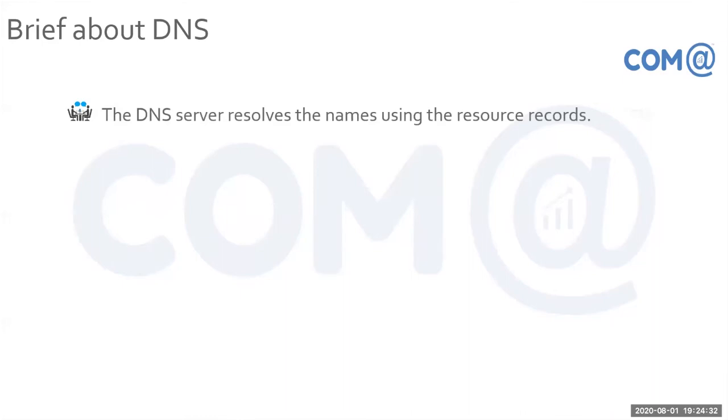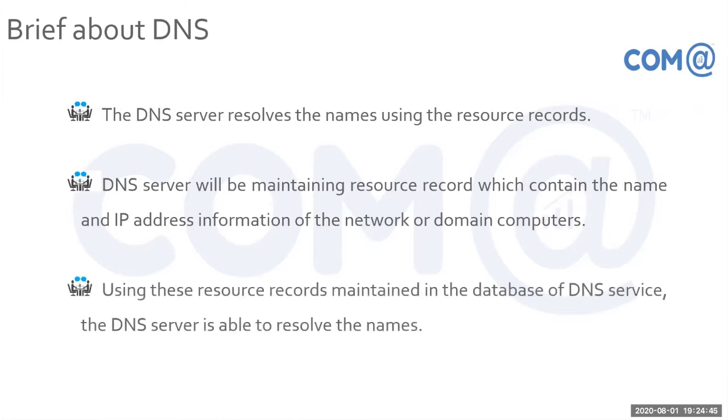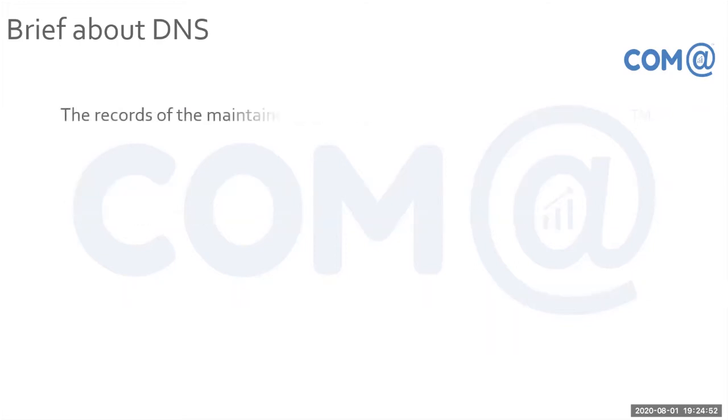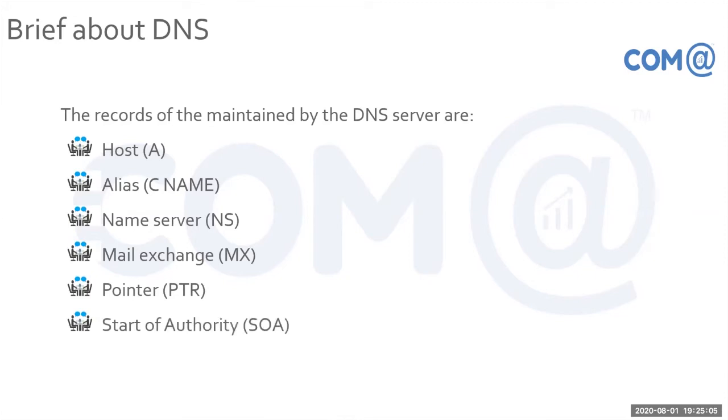The DNS server resolves the name using resource records. The DNS server maintains the resource records, which contain the name and IP address information of the network or domain computers. Using these DNS resource records maintained in the database of the DNS service, the DNS server is able to resolve the names. The resource records maintained by the DNS server are host record, alias record, name server record, mail exchange record, pointer record, start of authority record, and service locator record.